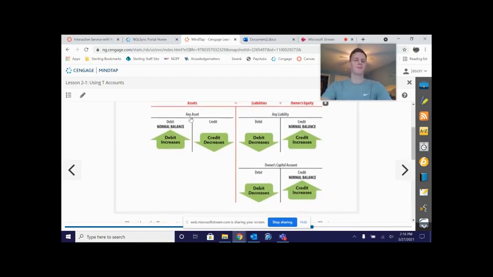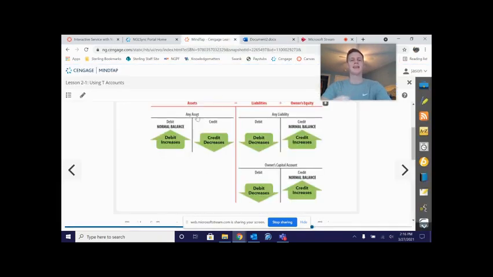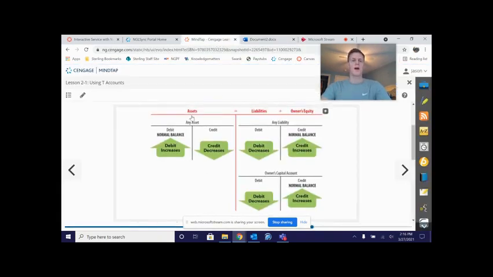So over here on the right, any asset account. Going back to the warm-up, we had cash is an asset, accounts receivable is an asset, supplies are an asset. Any asset is going to be affected this way by debits and credits. In chapter 1 we were saying plus and minus; now we're going to say debit and credit. On an asset, a debit represents an increase to that account.